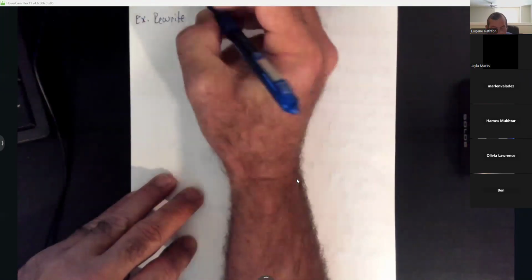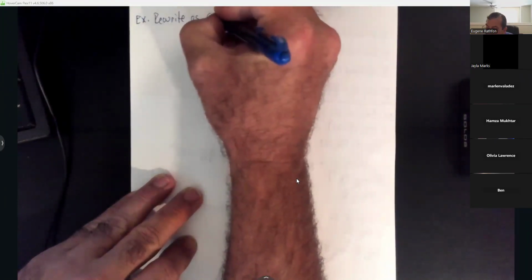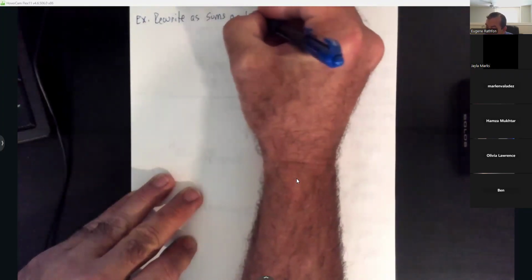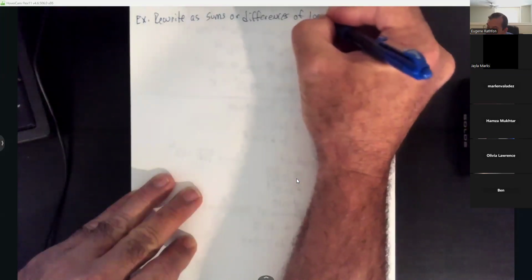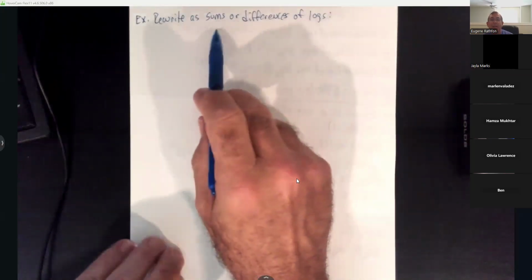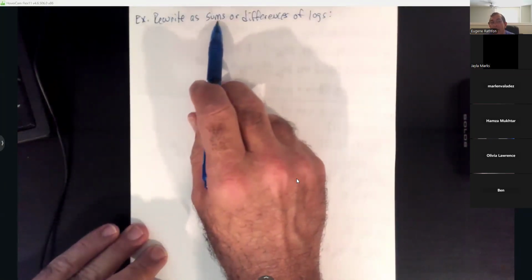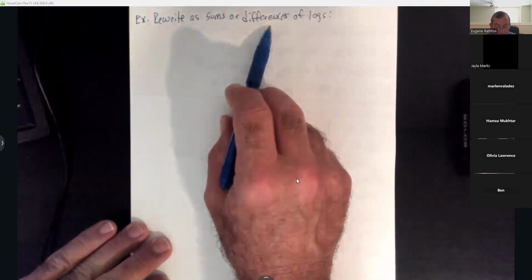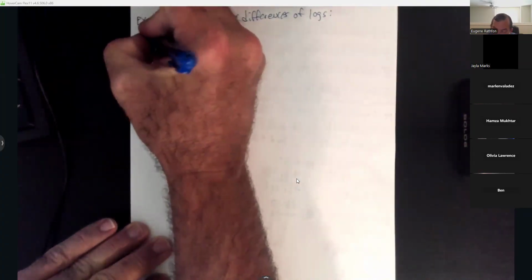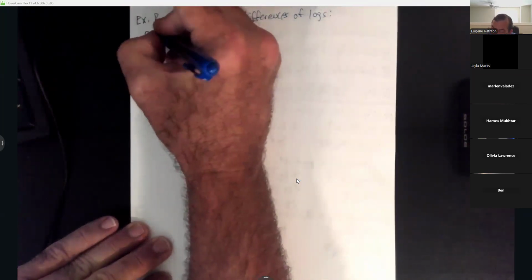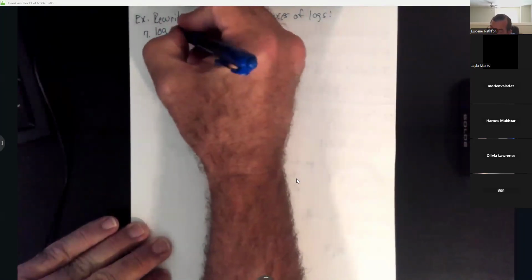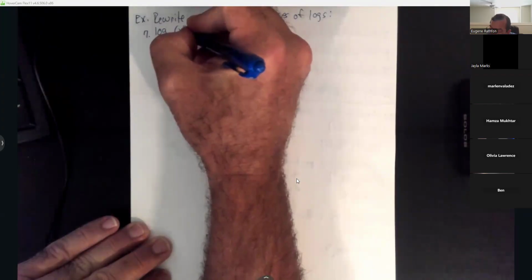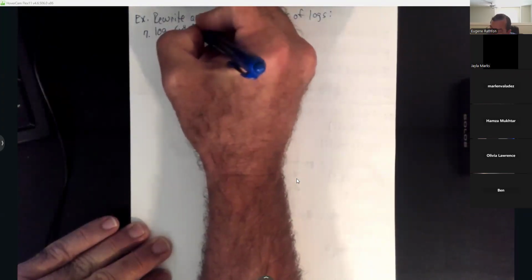Rewrite as sums or differences of logs. So they're not telling me, but they're telling me that I'm going to rewrite it as either sums or differences on this one, okay? So they're giving me a log base D of x to the 4th times y to the 8th times z.